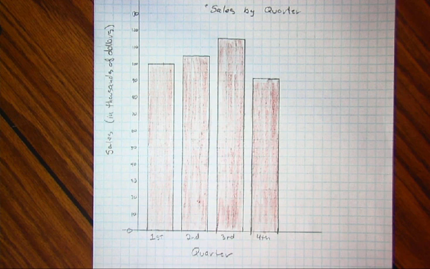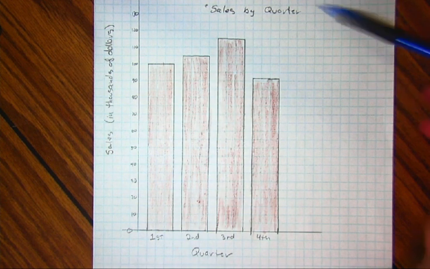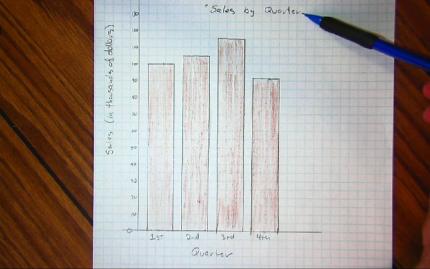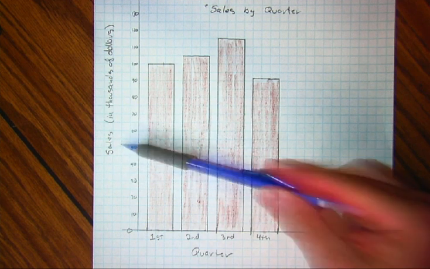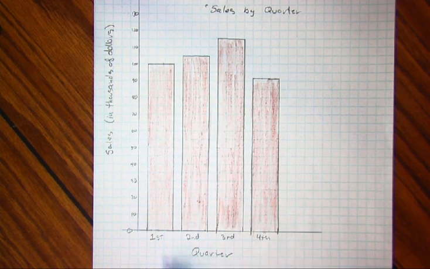Okay, so here's a graph that's probably a little bit better. It still has the title, it's sales by quarter, sales in thousands of dollars, the quarter down here, but now we put the quarters so that they're in order so that we can see the trend as things are going through time. The other thing is that you should start it at 0.